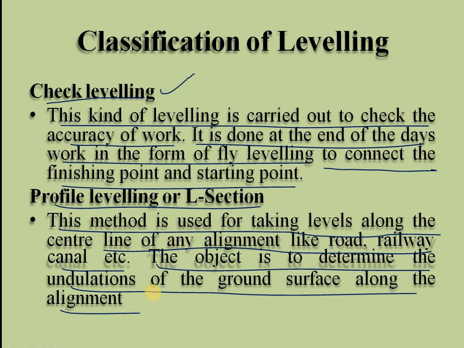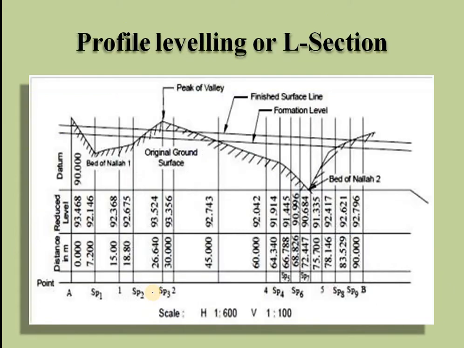So in profile leveling or L section we can observe an alignment. We can see an alignment of a road or a railway canal or a railway track. The undulations which are observed on the ground, we will be calculating the differences of the ground levels by taking the alignment way. So that is known as profile leveling or L section. Let us see an example.